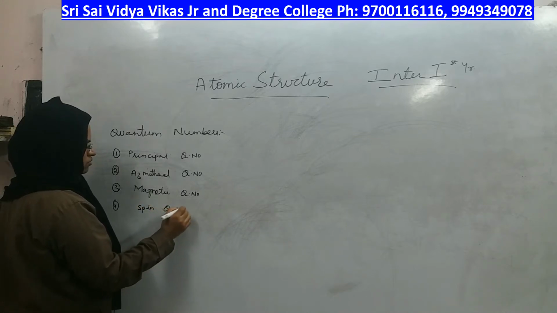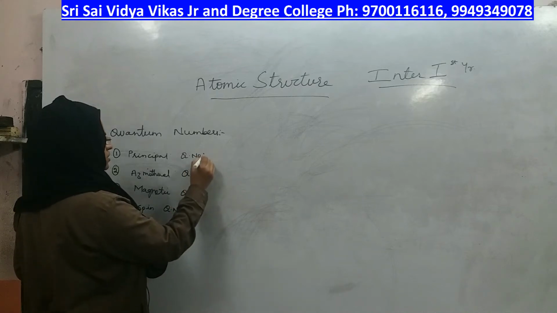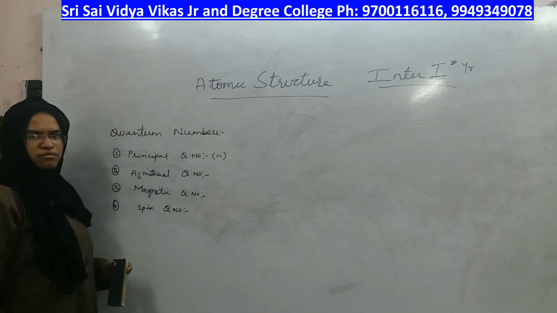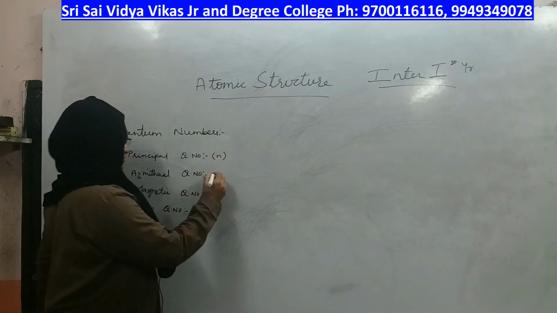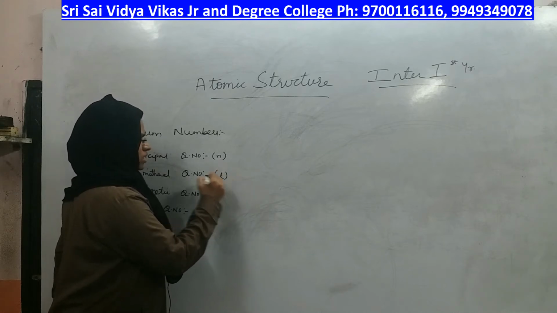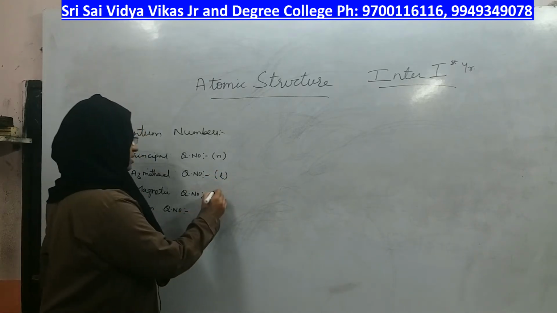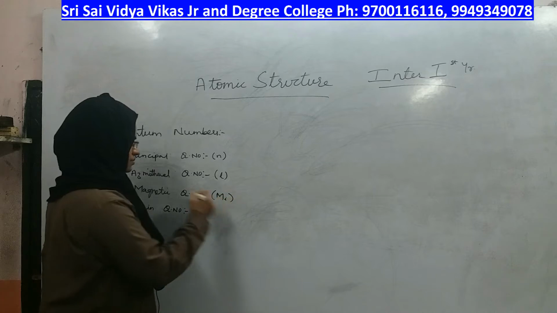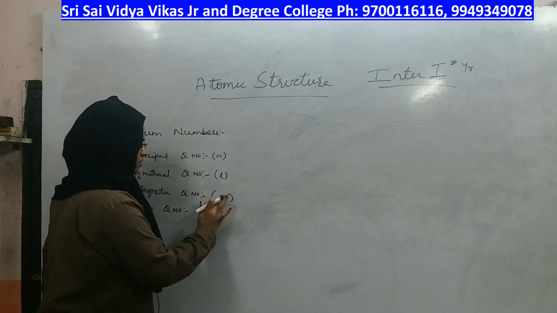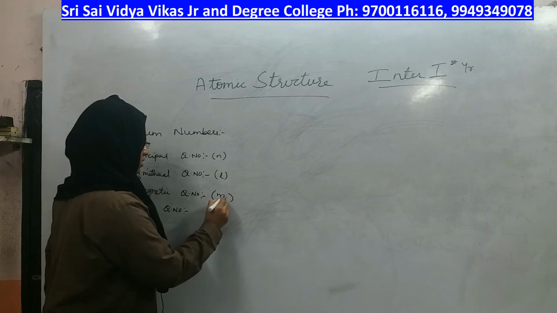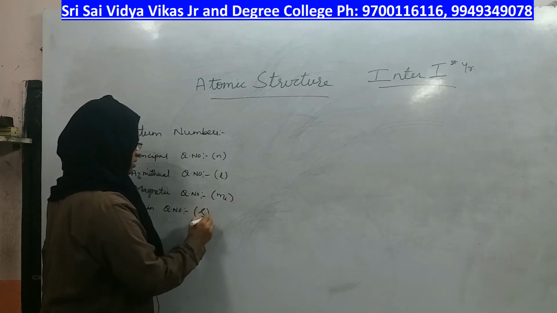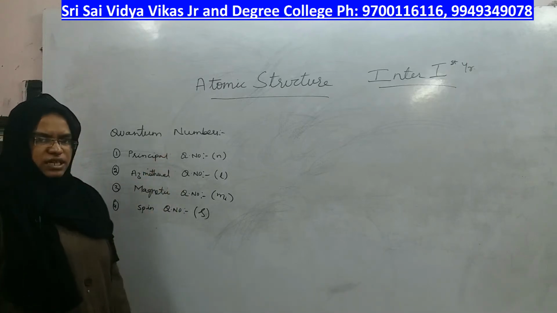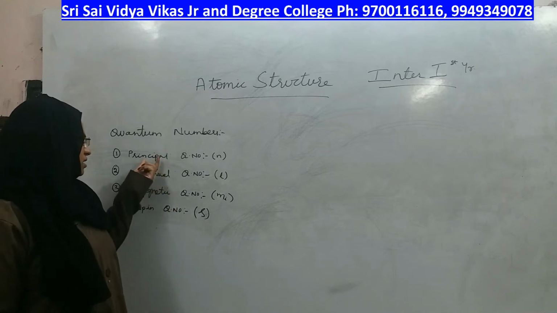spin quantum number. And the symbol to be denoted for each is, for principal quantum number, you have to represent it by writing small n. Azimuthal quantum number is by writing small l, and magnetic quantum number is by writing small m l, and not capital M but rather small m, and spin quantum number is by writing small s, right?